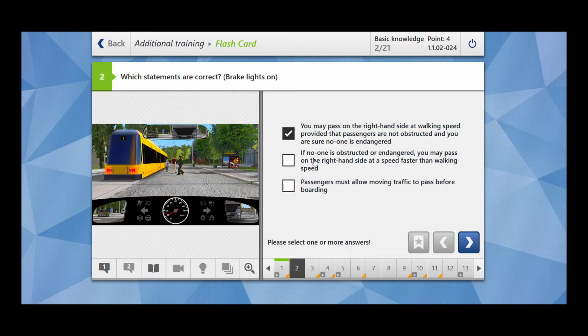If no one is obstructed or endangered, you may pass on the right hand side at a speed faster than walking speed. This is incorrect. This is a dangerous situation because imagine that a person wants to board the tram and he suddenly appears, and if you are faster than walking speed, it could cause an accident. Passengers must allow moving traffic to pass before boarding. This is incorrect. Passengers should not allow you to pass, but you are the one who has to wait to let the passengers board the tram. Only then you can pass the tram.